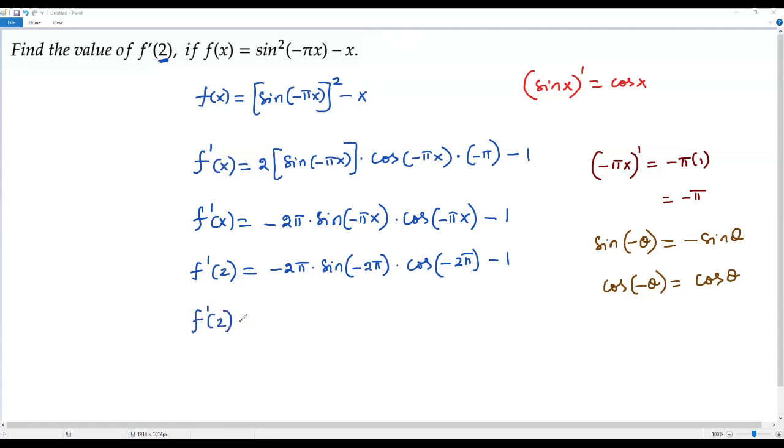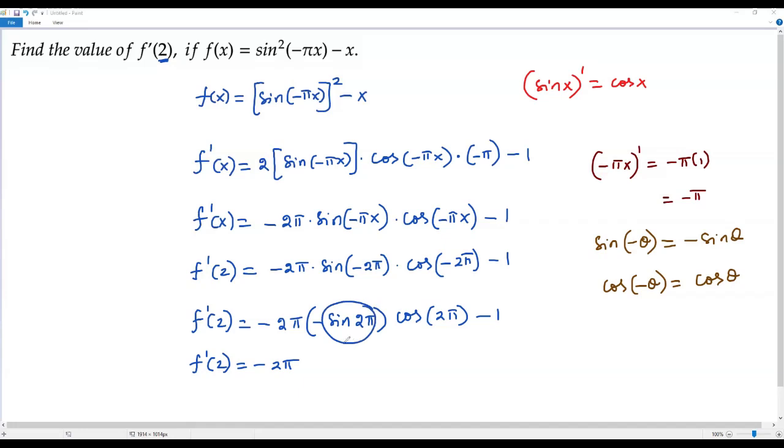f prime of 2 equals negative 2 pi times. The value of sine of negative 2 pi is negative sine 2 pi, because we have a negative sign with the angle, and since sine is an odd trigonometric function, it will become negative sine 2 pi. Times the cosine of negative 2 pi, which is just cosine 2 pi, because it's an even trigonometric function. The negative sign will not reflect in front of it. So f prime of 2 equals negative 2 pi. We can get the value of sine 2 pi using the unit circle. Using the unit circle, the value of sine 2 pi is 0.